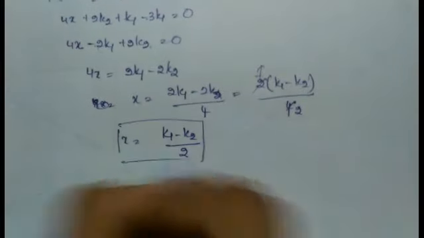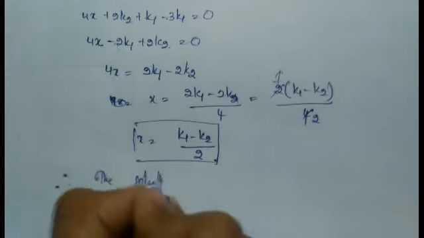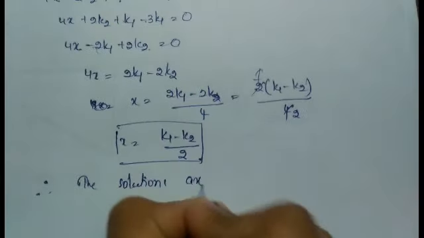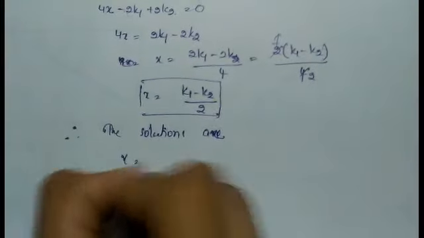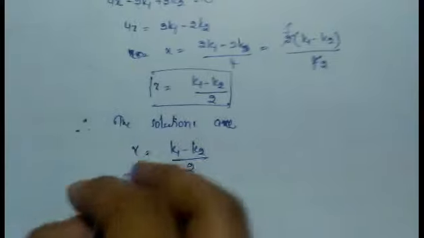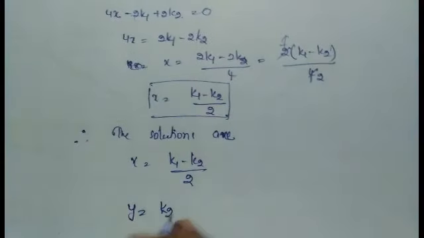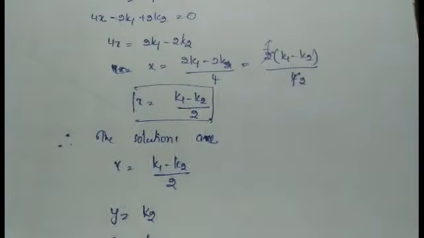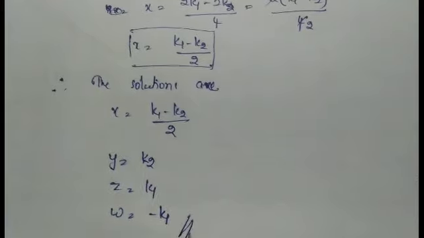So therefore the solutions, it means the values of x, y, z and w, are x equal to (k1 minus k2) by 2, y equal to k2, z equal to k1, and w equal to minus k1. So these are the solutions which we got.